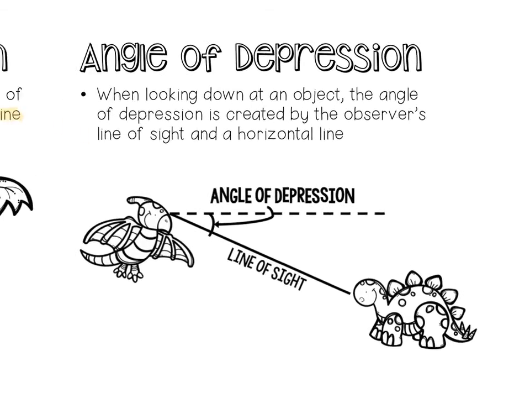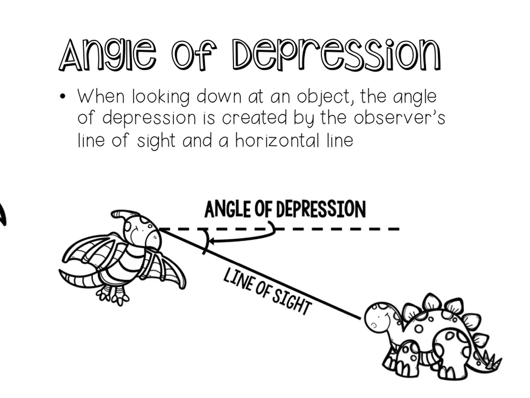Now, when we look at the angle of depression, elevation is looking up, like think about when you elevate a foot. Say you have an injured foot and you elevate it, you're propping it up. Angle of depression is when you're looking down at an object. Think, depression, you're kind of down. And it's created by the observer's line of sight and a horizontal line.